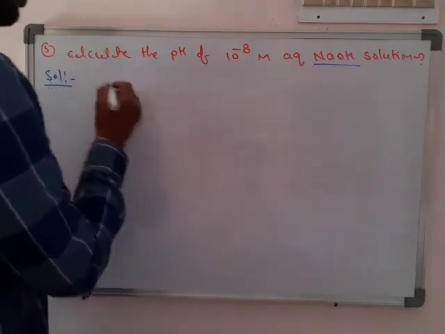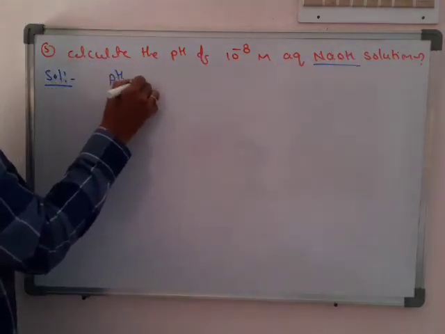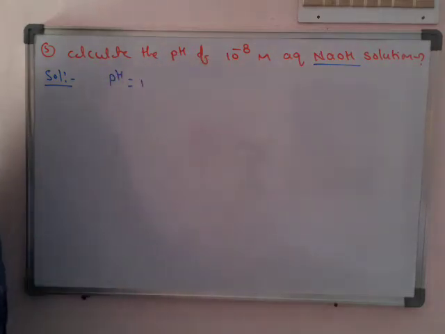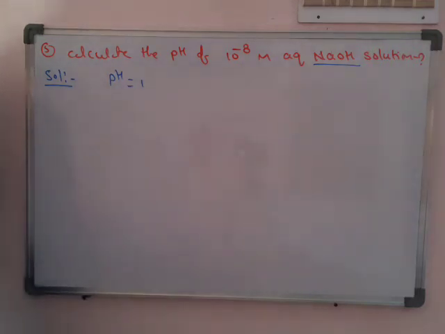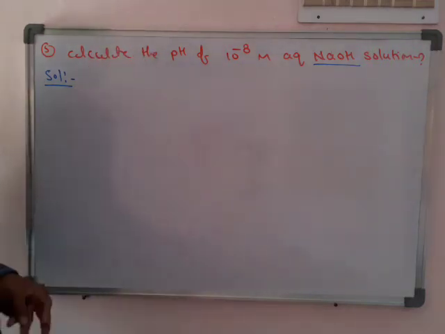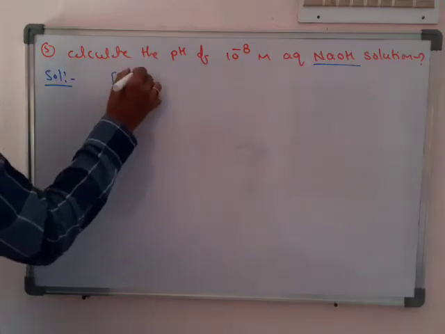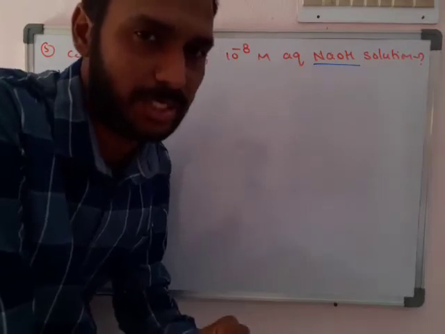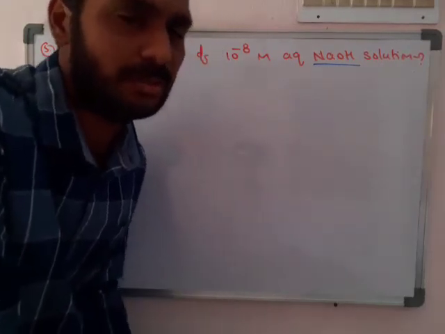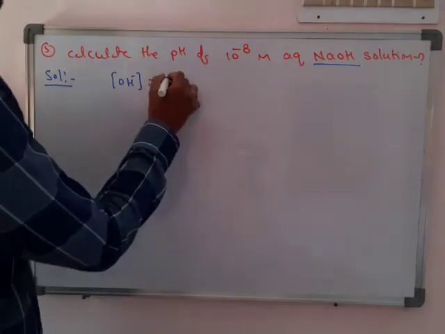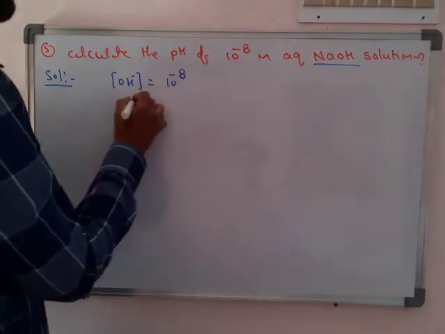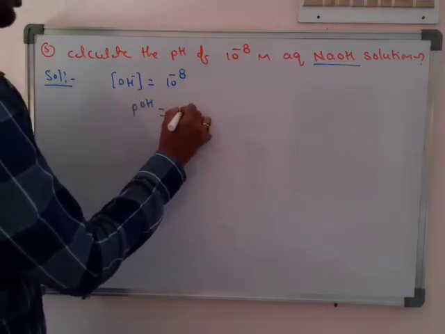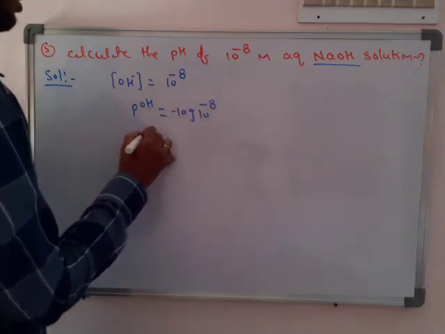So it is exactly like the last problem; the only difference is we have to find the pH of the base. So we have to find the pH of the base, which means what is the OH minus concentration? We know that for bases we always first calculate pOH, then calculate pH. So what is the OH minus concentration? 10 power minus 8. If you take this, the pOH becomes minus log 10 power minus 8.